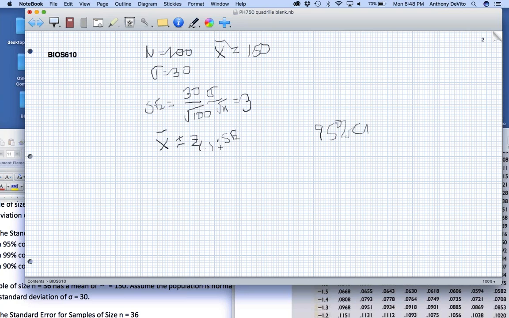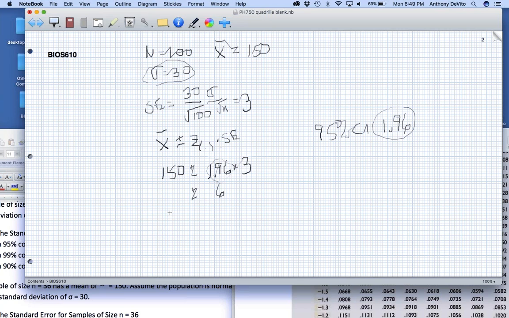For a 95% confidence interval, we know the population standard deviation, so we're going to use the value 1.96 to represent 95% of the possible values. So that's going to be equal to 150 plus or minus z, which is 1.96, times 3. Now I'm going to take the liberty of calling this 2 for the moment, so we get plus or minus 6.